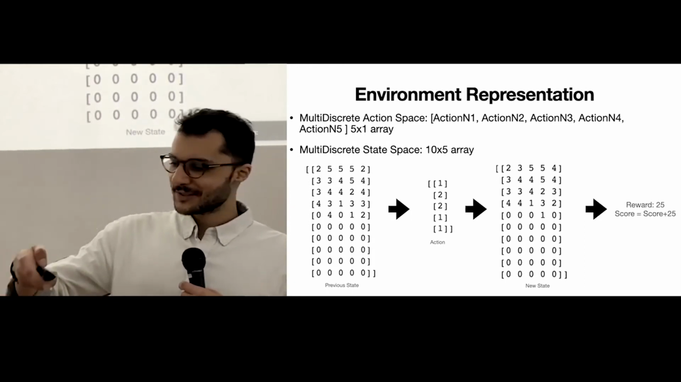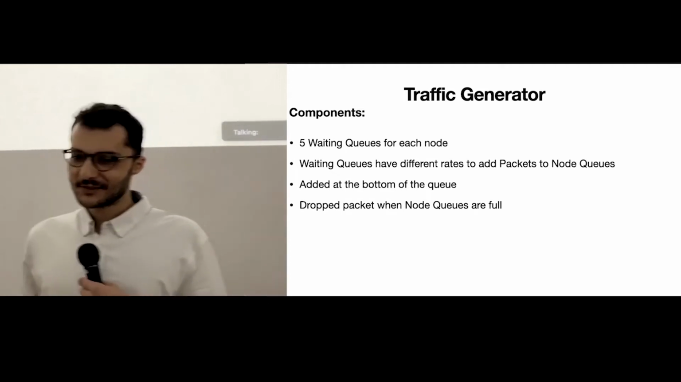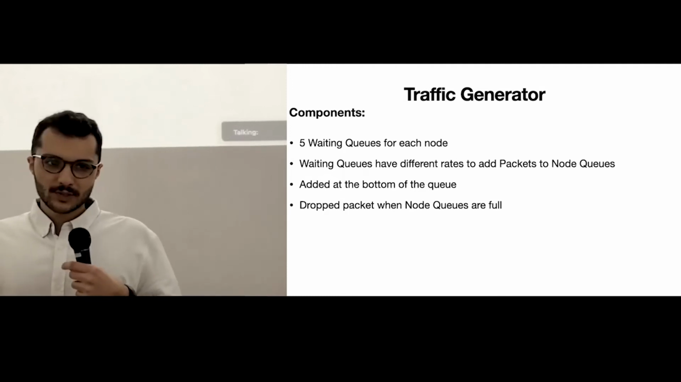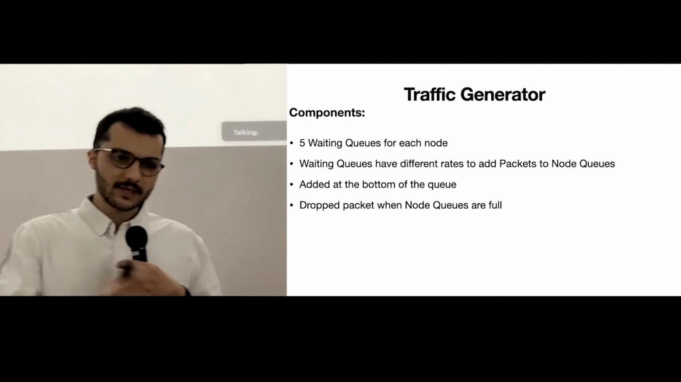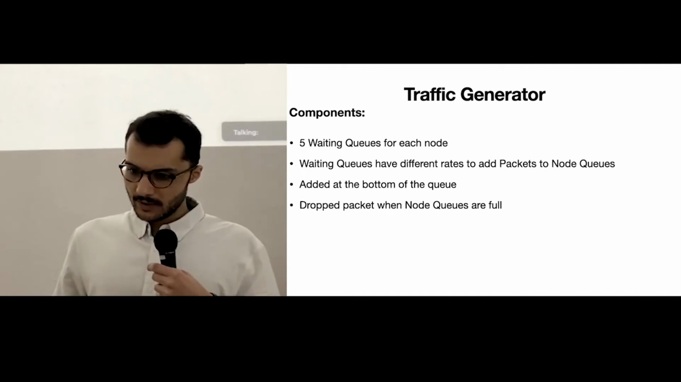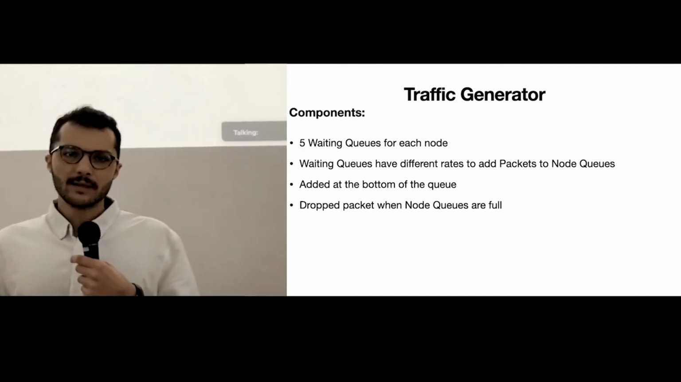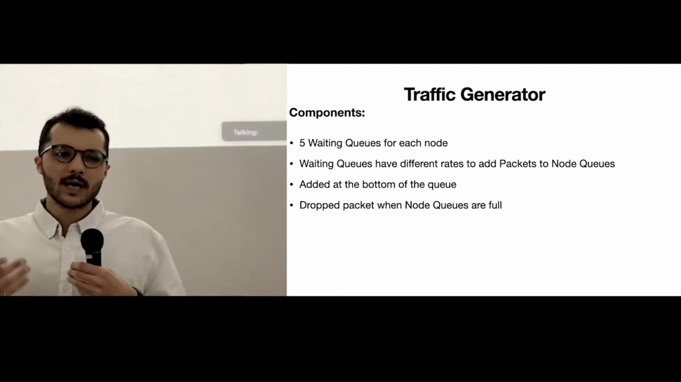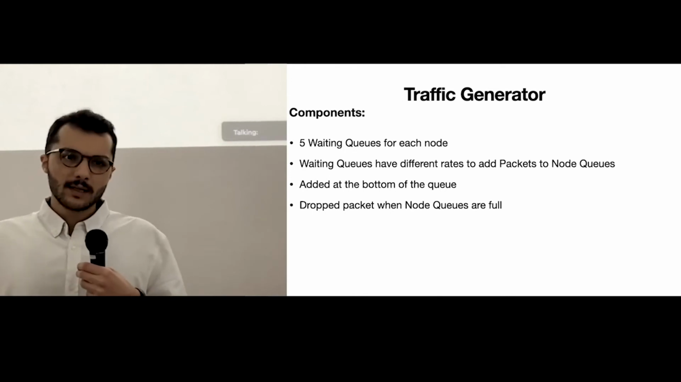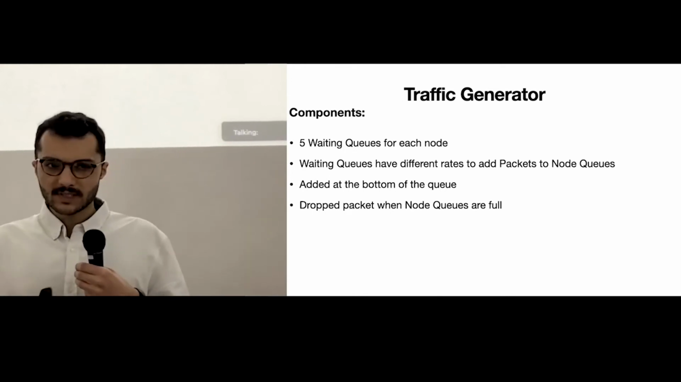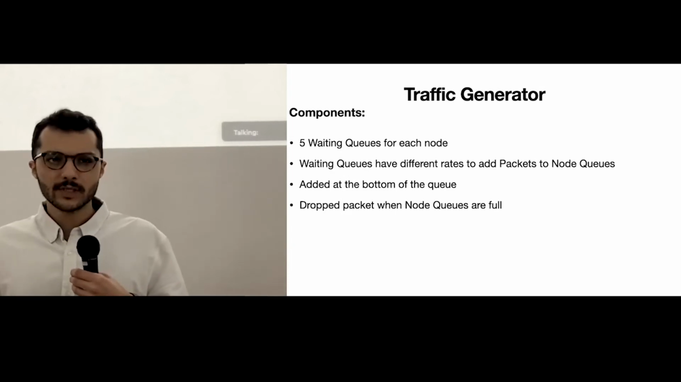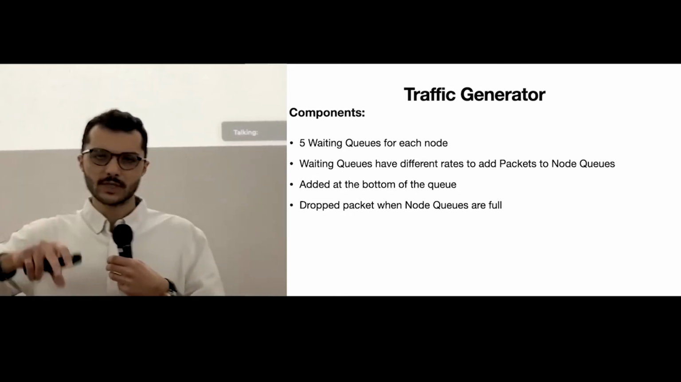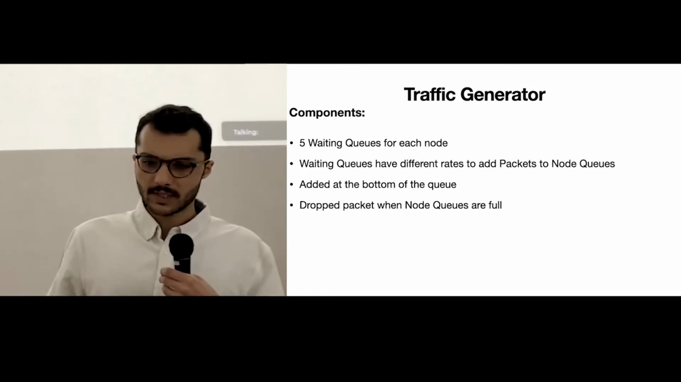we first have to talk about the traffic generator. For the traffic generator, we have 5 waiting queues, one for each node. For each node, there's incoming traffic. These are called waiting queues, and they have different rates. These rates define how busy the traffic is at this node. We could simulate stable traffic with every node having the same rate, or we could congest a region or a specific node and observe how our model changes.